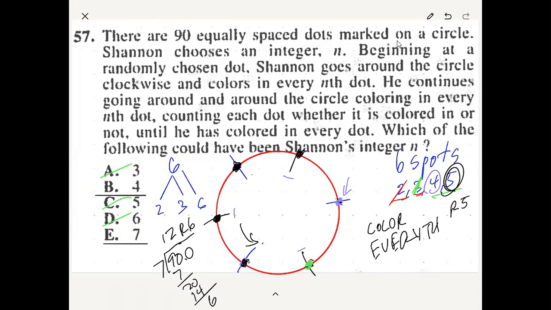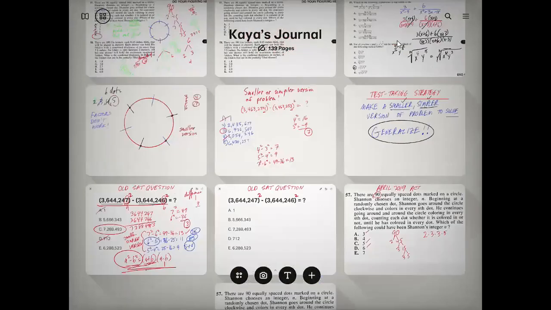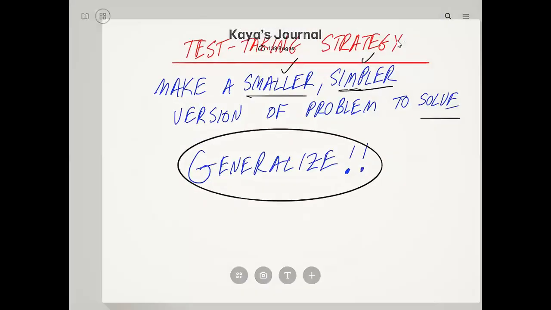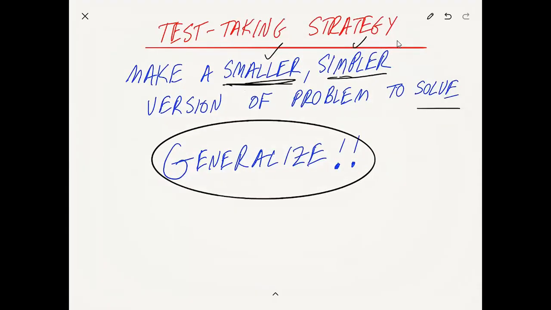So now that I used that, I made a simpler version. I could generalize to the bigger question. So the answer for this one would be 7. And I was able to figure that out. So this is a really good test-taking strategy. Make a smaller, simpler version of the problem and then solve that. And then use that and generalize to the larger problem.